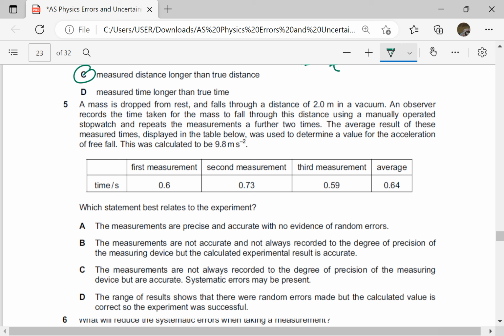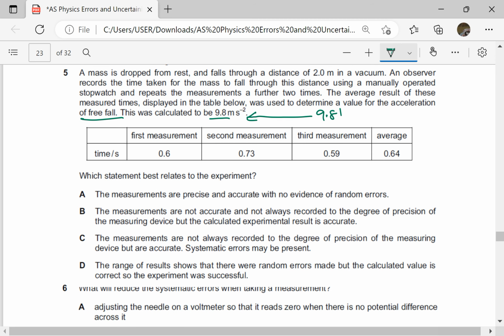A mass is dropped from rest and falls through a distance of 2 meters in a vacuum. An observer records the time taken for the mass to fall through this distance using a manually operated stopwatch and repeats the measurements a further 2 times. The average result of these measured times, displayed in the table below, was used to determine a value for the acceleration of free fall. This was calculated to be 9.8. Remember, the true value is 9.81, so that means this is very close. First measurement, second measurement, third measurement, average.